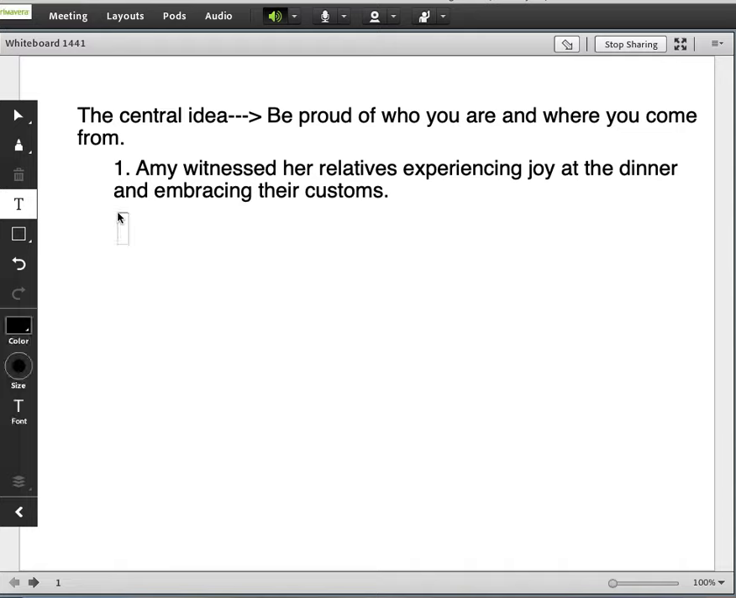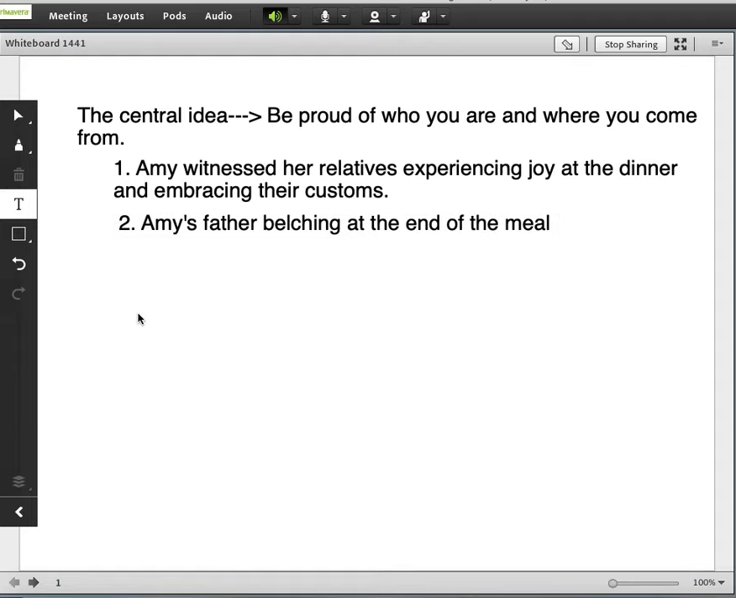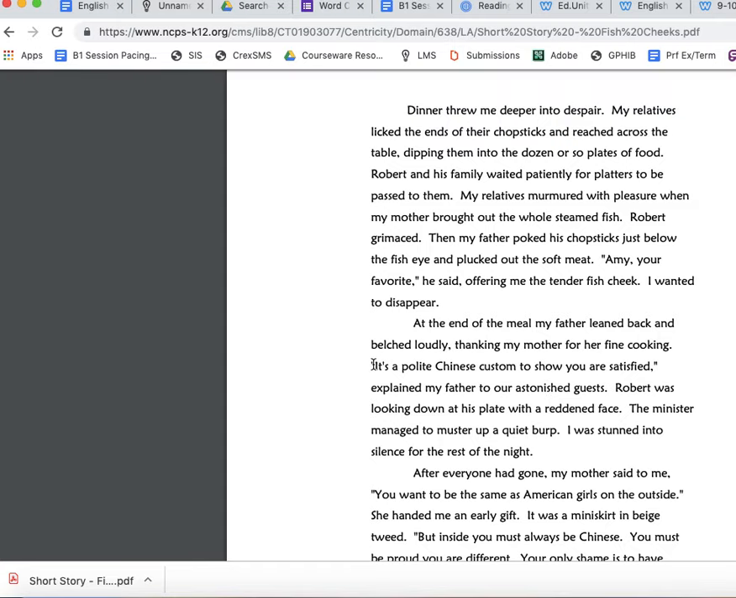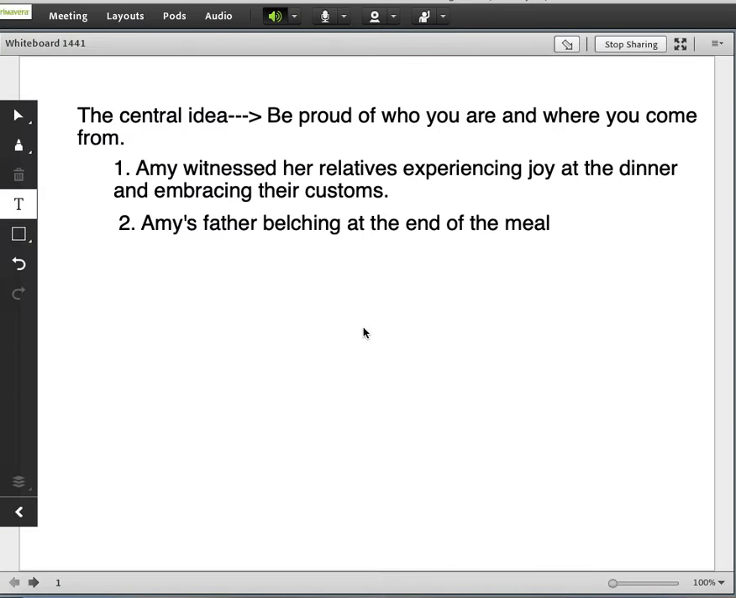The second one is Amy's father belching. Can you imagine being at a dinner where that happened? Because it's not an American custom, right? If we're sitting at a dinner and that happens, we'd kind of all be surprised. And you can see here, "my father explained to our astonished guests, it's a polite Chinese custom to show you are satisfied." So this family takes pride in their customs and they're sharing them with this other family. I would use this as an example to show that Amy's father shows their guests how the custom works where they're from, to show your guests that you are satisfied. So those would be two instances that I can connect back to this central idea of be proud of who you are and where you come from.